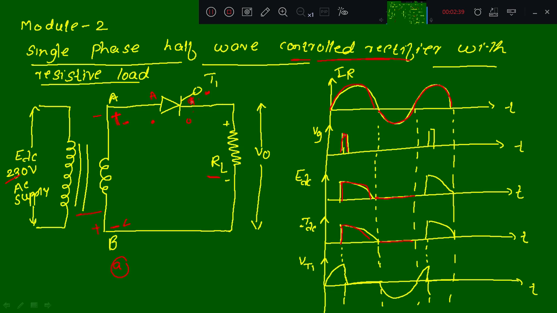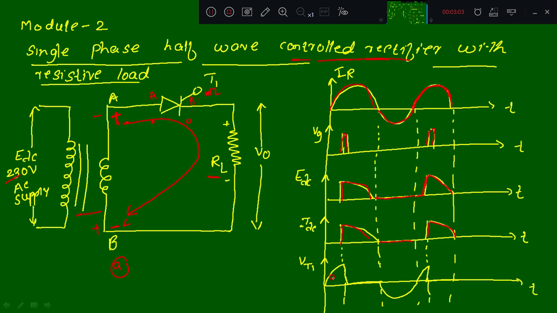The path of the current is, after applying the trigger pulse here, this is the next positive half cycle. After applying the positive pulse, the thyristor turns on, then it allows the current to flow. The path of the current is shown here. So after applying the trigger pulse, the current flows, otherwise it is off. Here it is turned on. So this is the output voltage, and this is the current.